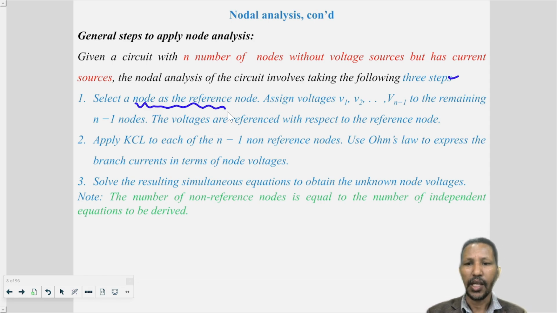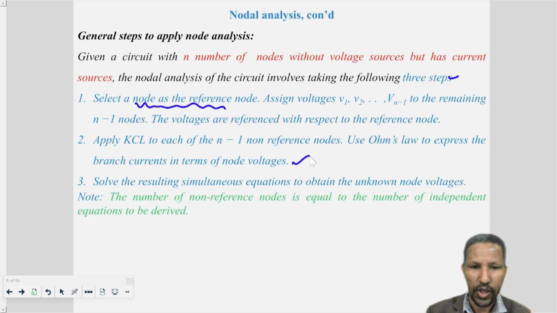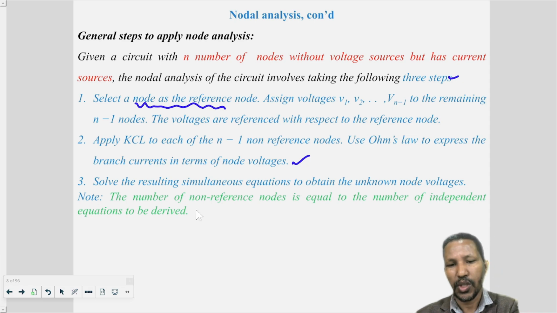After selecting the reference node and assigning node voltages for the non-reference nodes, we are going to apply KCL to each of the n-1 non-reference nodes. We use Ohm's law to express the branch currents in terms of node voltages. And the third very important step is to solve the resulting simultaneous equations to obtain the unknown voltages. The number of non-reference nodes is equal to the number of independent equations to be solved.